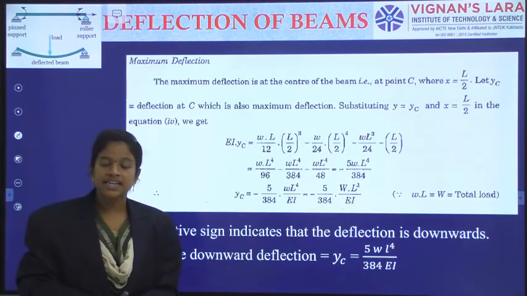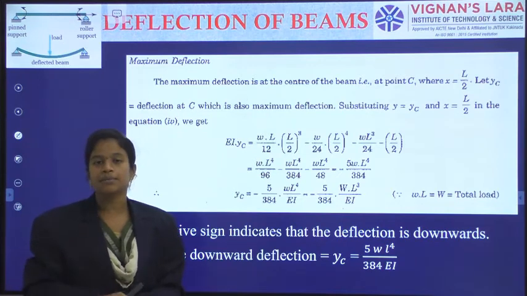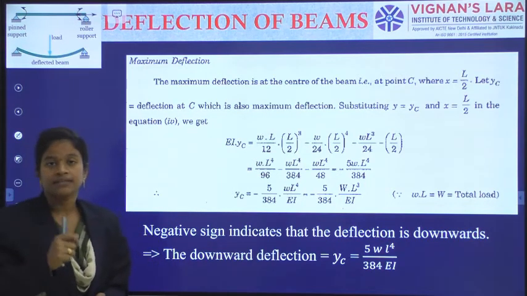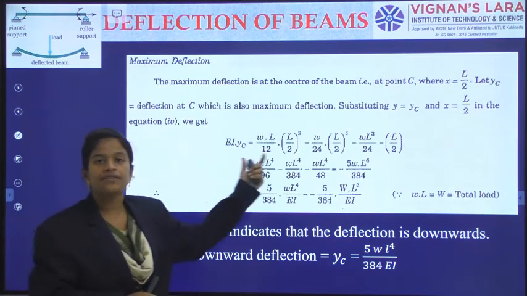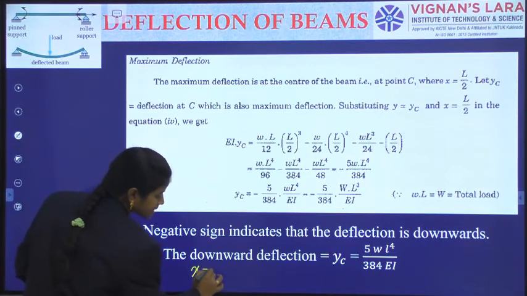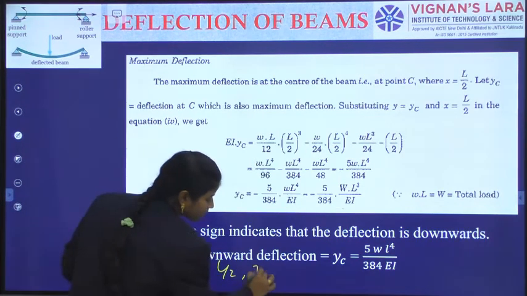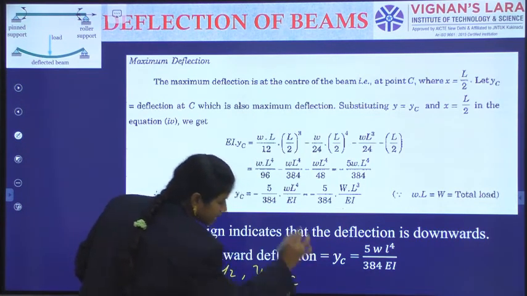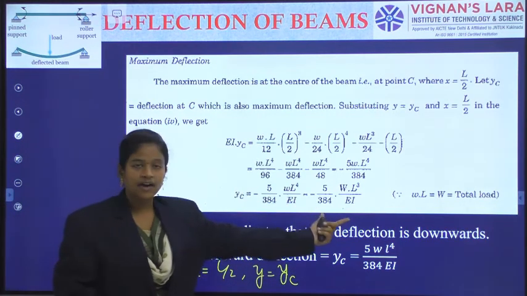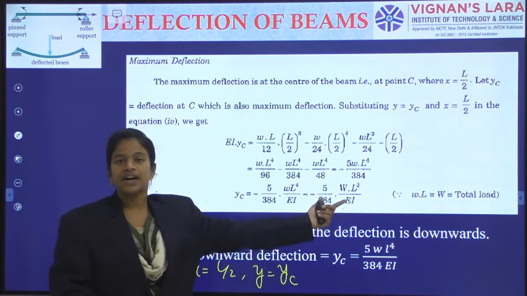As the deflection occurring at the center is the maximum, it happens at x is equal to L by 2 point. At x is equal to L by 2, from the deflection equation, substituting the boundary conditions, with x I have replaced as L by 2 and y I have replaced as yc. From the deflection equation, substituting these two, I have got the deflection answer as 5 w L power 4 by 384 EI.